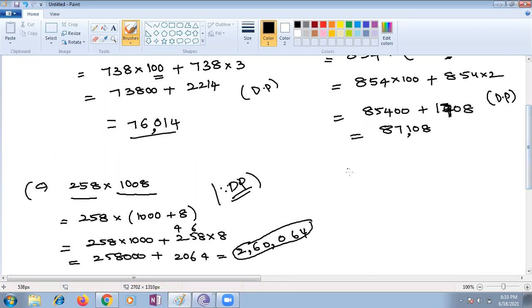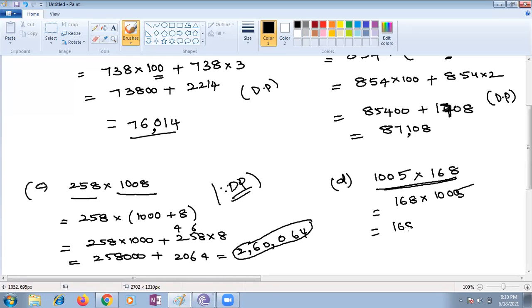Next one, the question for the girl students. Yadar, are you there? Yes, ma'am. Yadar, please answer the question. 1005 into 168. First you have to change the order, no, so that your task is very simple. Ma'am, 168 into 1005. Very good. Ma'am, 168 is the mother, and in brackets 1000 plus 5. It is only 5. 1005, 1000 plus 5.